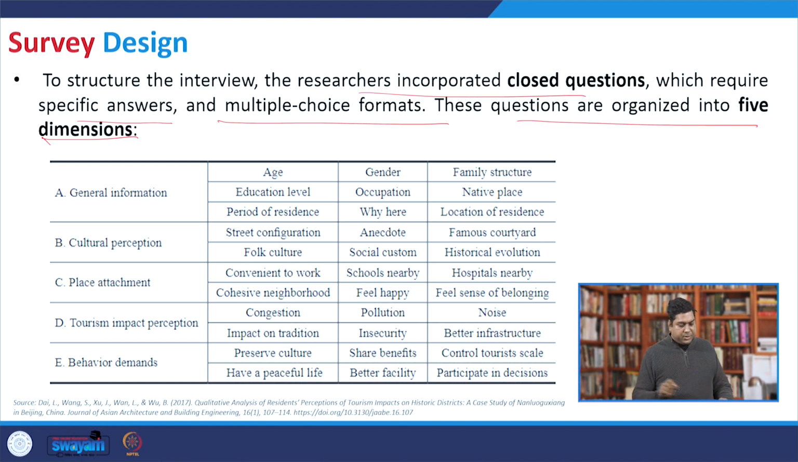Then another dimension was cultural perception, like street configuration, then social custom, historical evolution, so how they relate to that. Then a few place attachment questions, like whether it is convenient to go to their work, whether there is some sort of cohesive neighborhood, or whether there is a feel-happy kind of situation attached to the place. Then tourism impact perception, which was one of the major objectives of this study. There the questions asked related to congestion, impact on tradition, and also the resultant consequences like pollution, noise, or pressure on infrastructure.